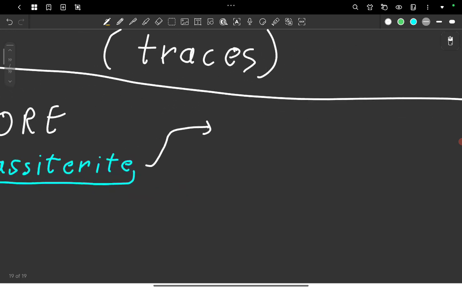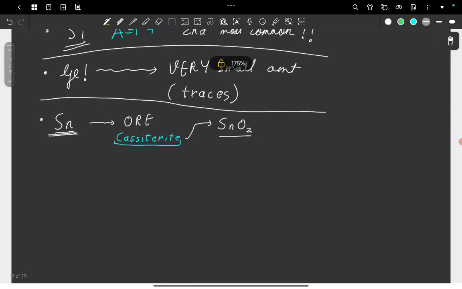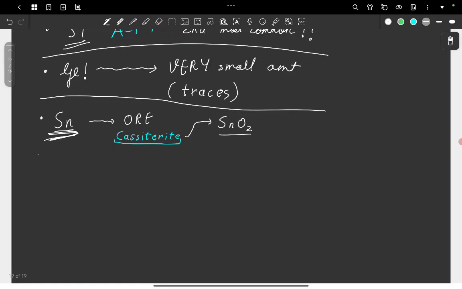And its formula is rather simple compared to the ones we studied in the last class, which are the boron and aluminum ores. Its formula is just SnO2. Basically, it's just an oxide of tin, which we can use to obtain tin in raw form.